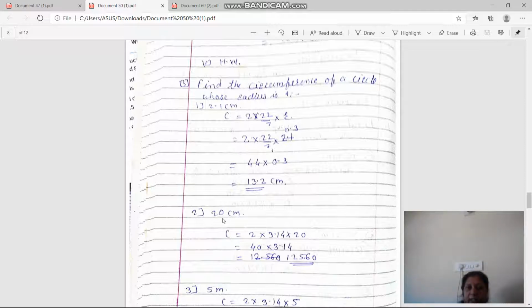Now next see. It is in 20, right? So it is in the tens multiple. So I have taken here 3.14. C is equal to, r for radius. Okay, 2 multiplied by 3.14 multiplied by r, 20, right? So 20 multiplied by 2 we get 40 because it is easier to multiply. That's why I have taken here. And when we multiply 40 by 3.14 we get 125.60 centimeter. Get it?